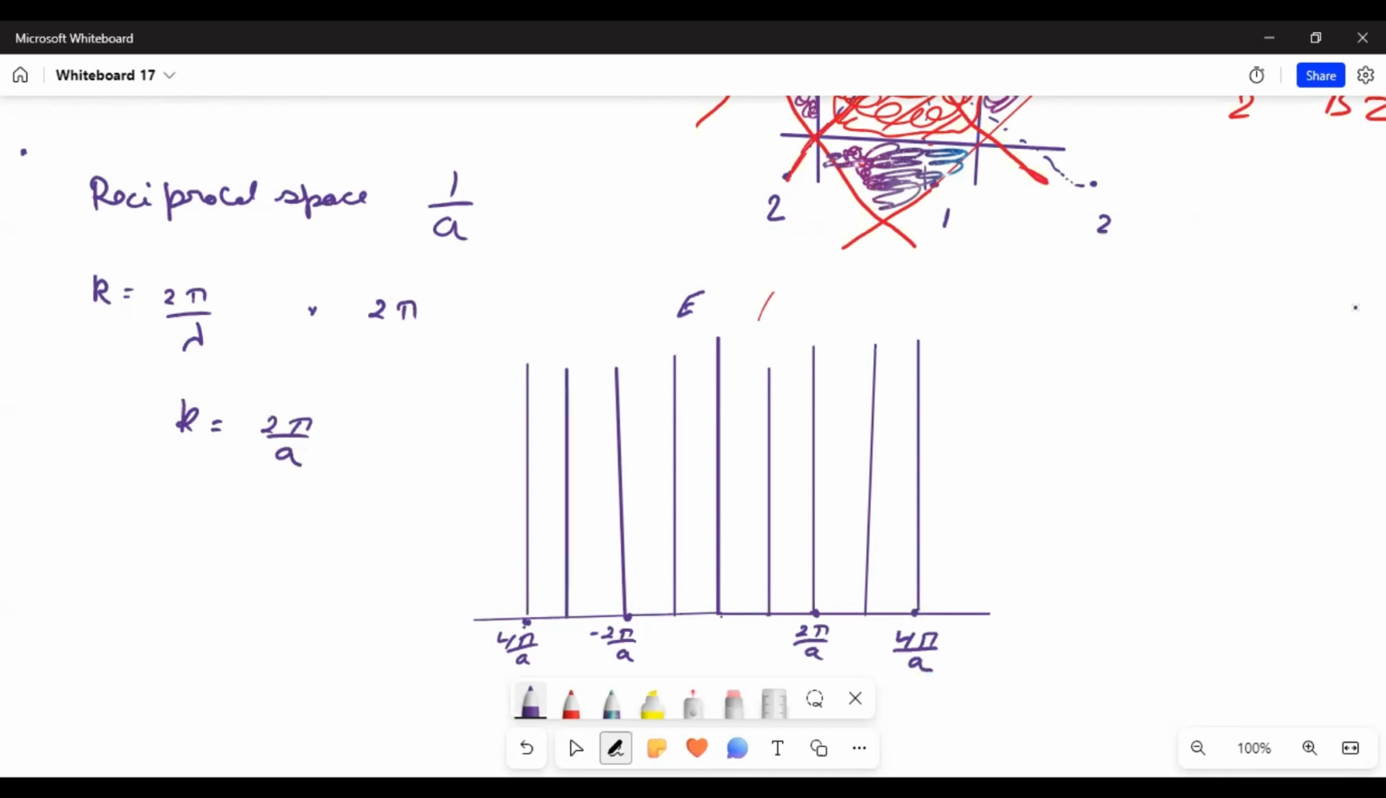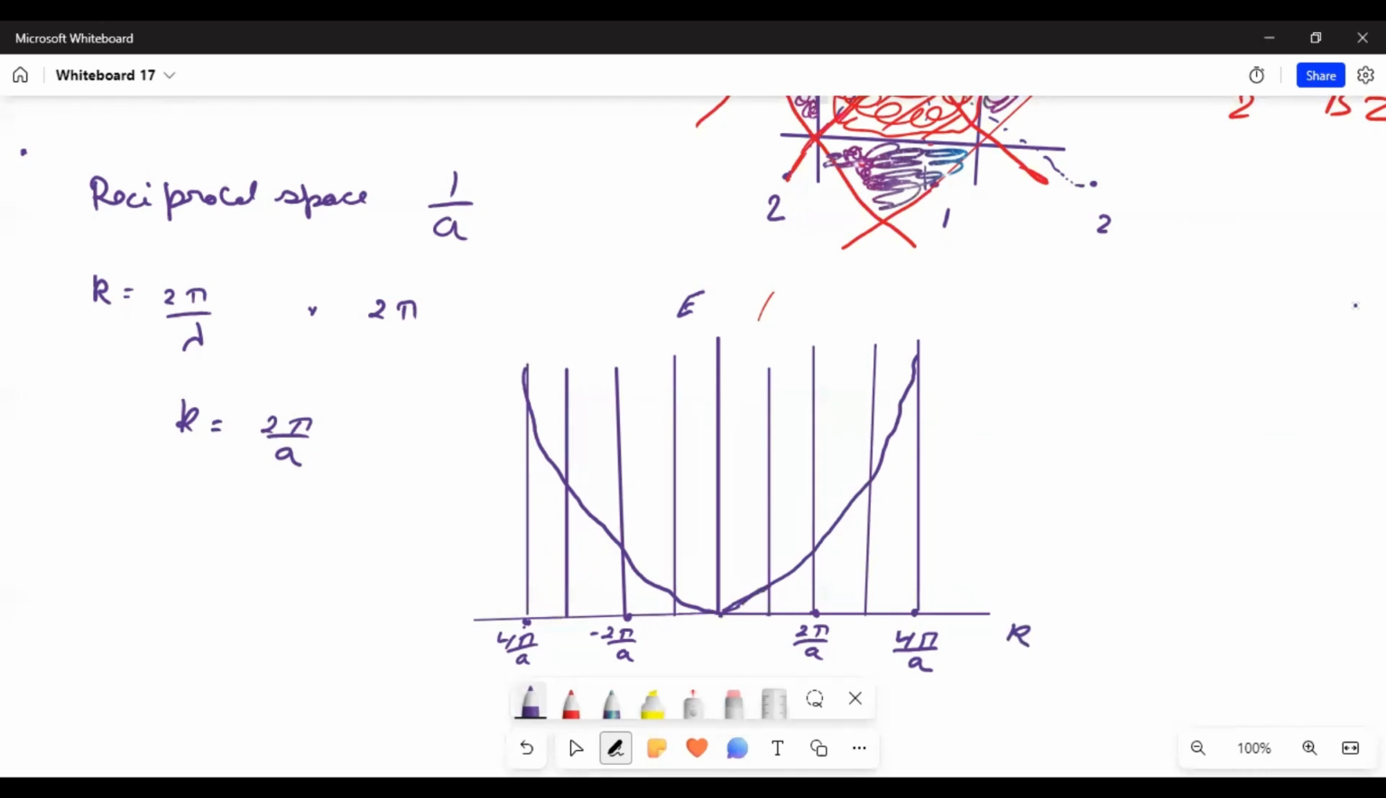So these are all Bragg planes, and we know the energy versus k was a parabola, something like that, right? So this is E versus k.